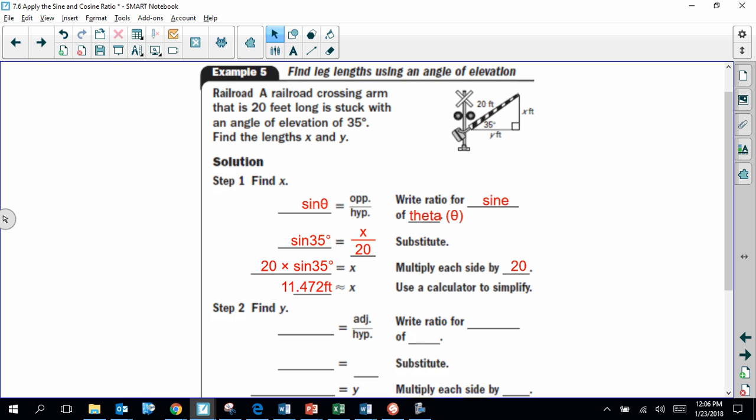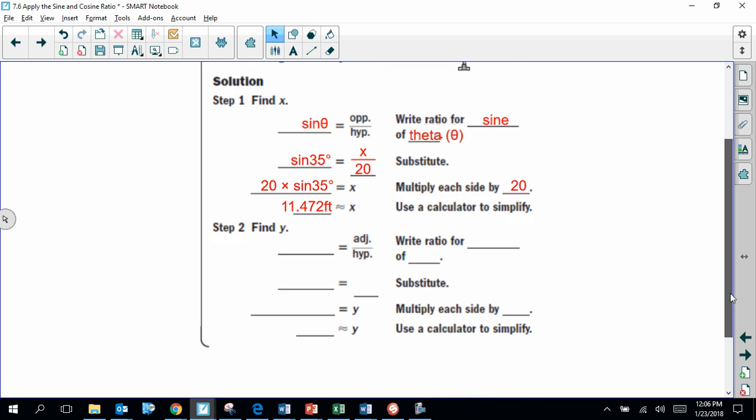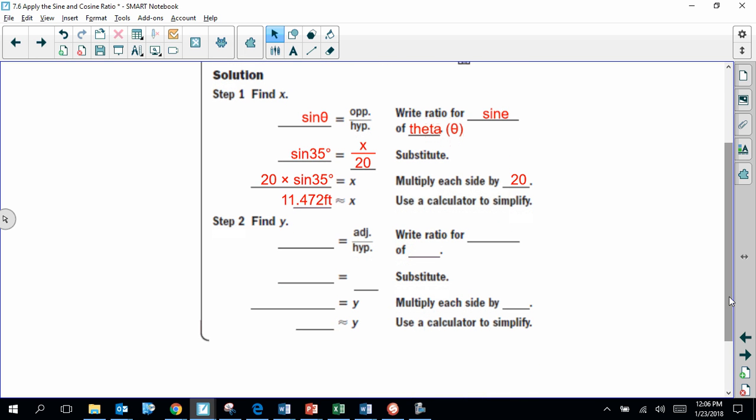Then you can find Y using cosine, since Y is the side adjacent to the angle. So cosine of theta is the adjacent side over the hypotenuse. Substitute your angle and your hypotenuse again in this case, and we get cosine of 35 is equal to Y over 20. Multiply by 20 again, and we get 20 times the cosine of 35. Type that just like it's written into your calculator, and we would say that the length of the horizontal side of that right triangle would be just over 16 feet.